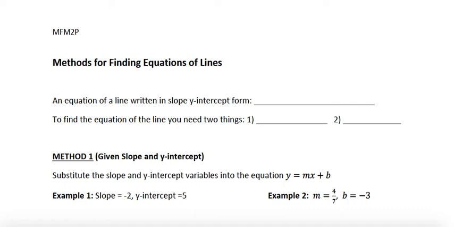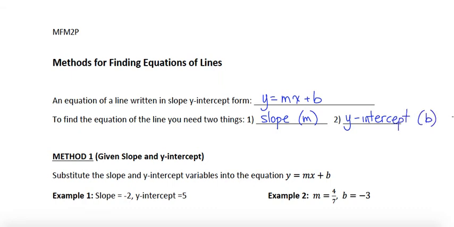So we're going to write the equations of our lines in slope y-intercept form, which is y equals mx plus b. And in order to write the equation in y equals mx plus b, you need to know two things. You need to know the slope, which is m, and you need to know the y-intercept, which is b.